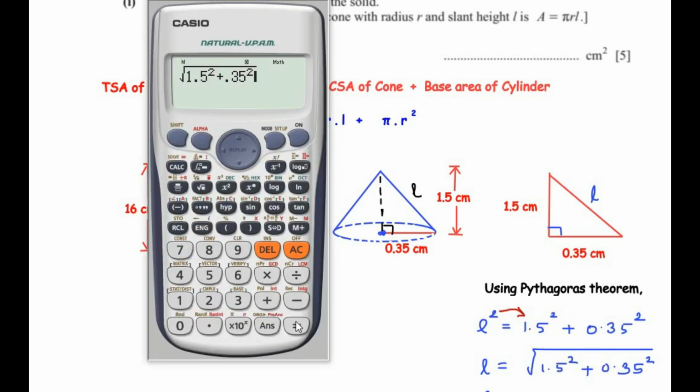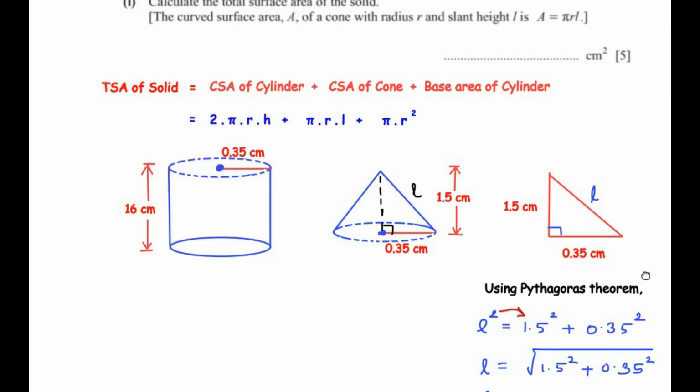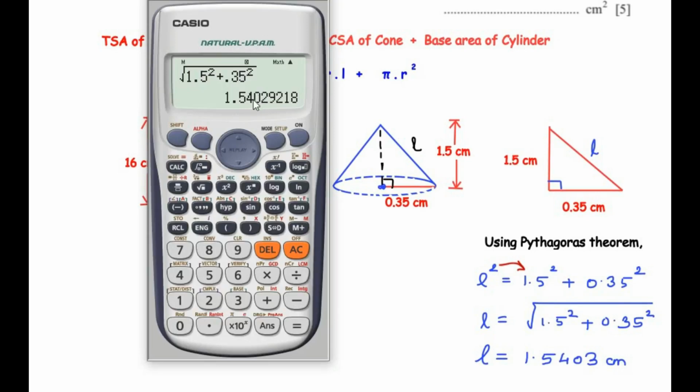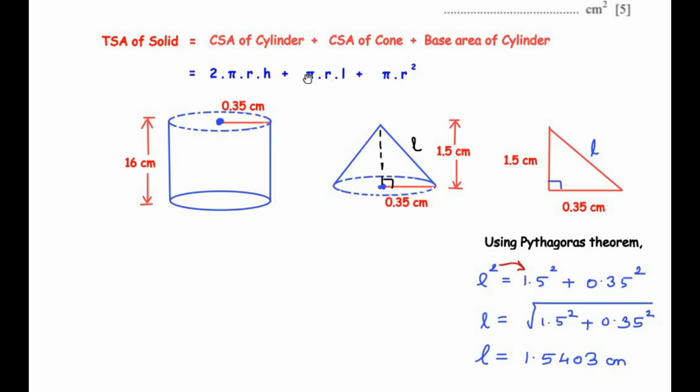So this is going to give us the value as 1.5403. I have rounded this to 4 decimal places. Now this is an intermediate step. So you can take minimum 3 to 4 decimal places for more accuracy. Now once we have got this, let us substitute this value in this formula.